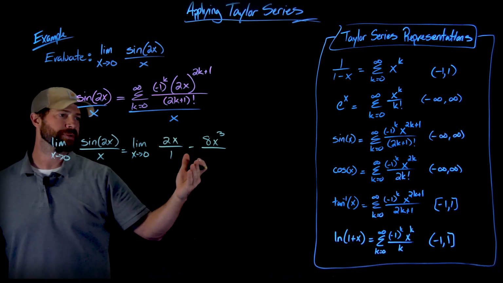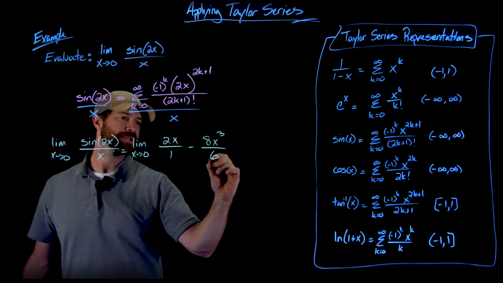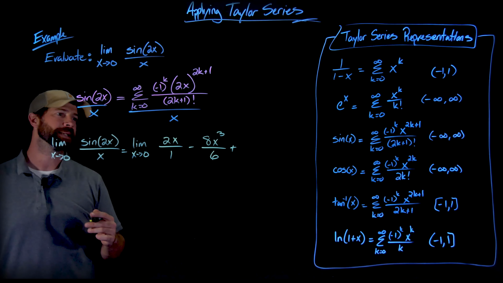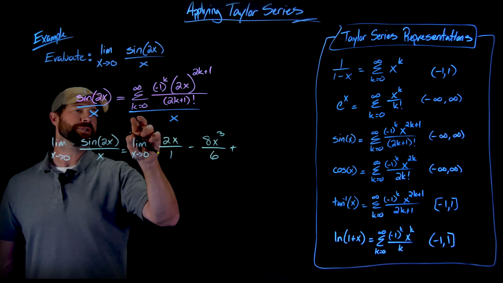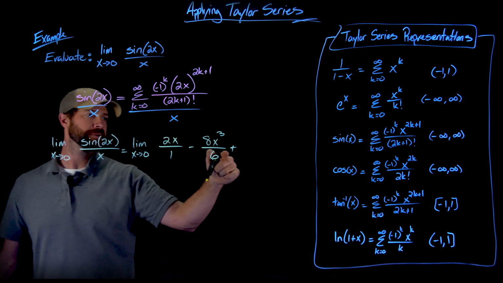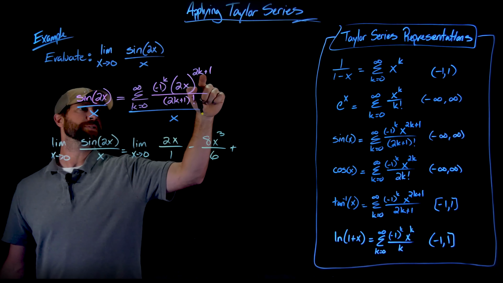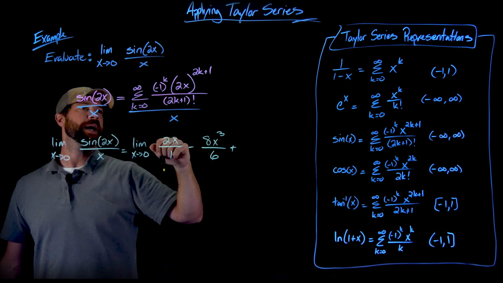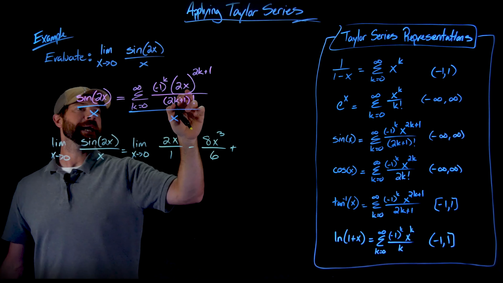3 factorial is 3 times 2, which is 6. And then let's just do one more of these terms at least. If k equals 2, this is going to be positive, which I already put right there. This is 2 times 2 is 4, plus 1 is 5. So 2 to the 5th and x to the 5th.